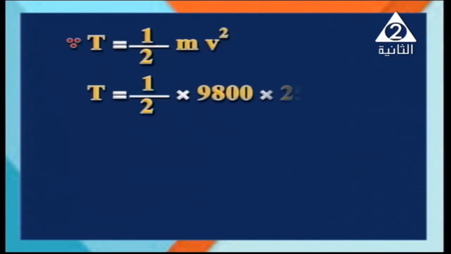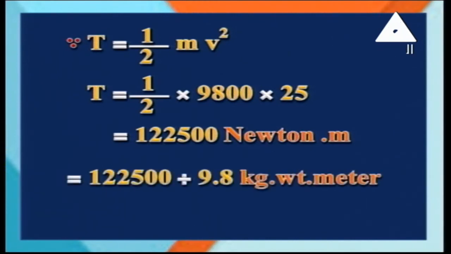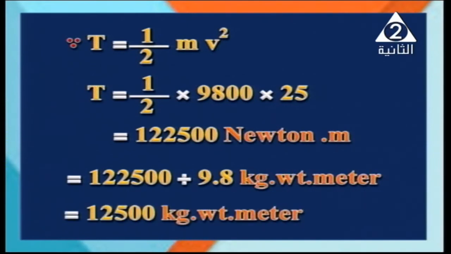Then we know that kinetic energy is half m v square. T equals half times m, 9800, times 5 power 2, equals 122,500 Newton meter. We can, by dividing by 9.8 to convert to kilogram weight meter, get the answer 12,500 kilogram meter. Another example.